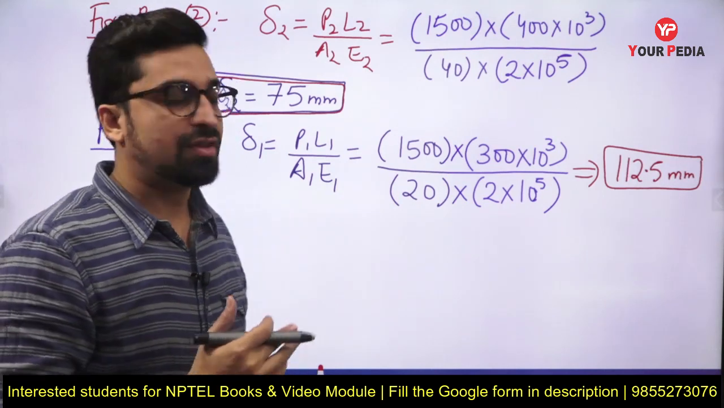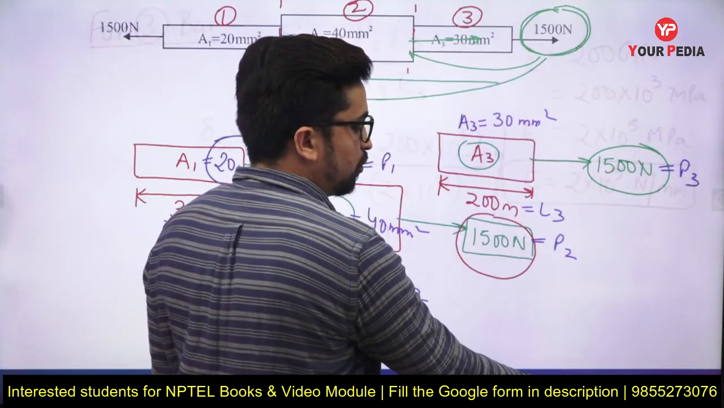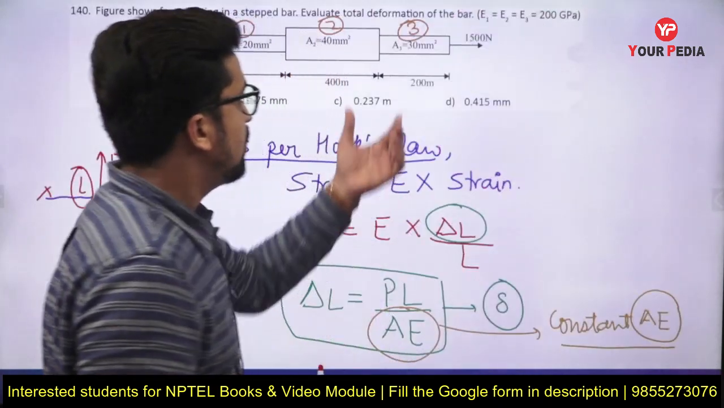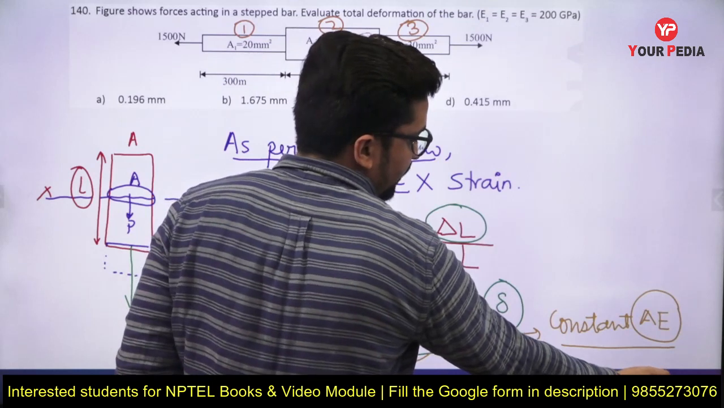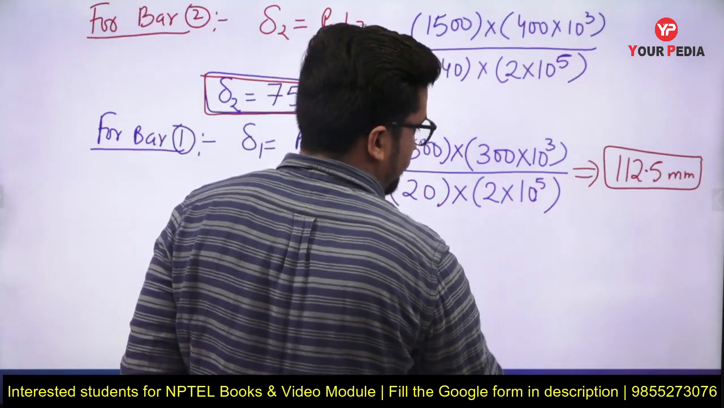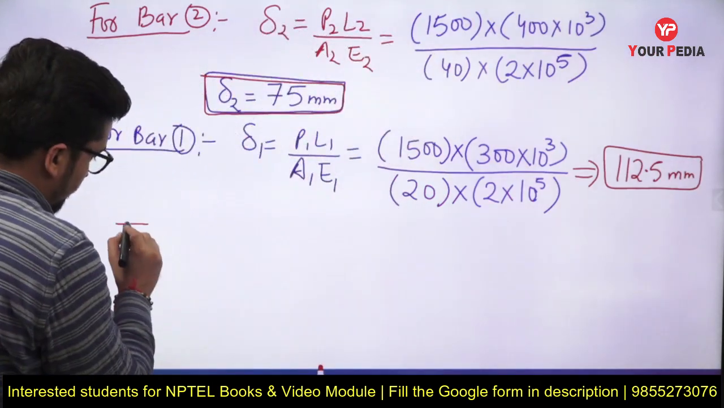So now we have calculated the elongations of these three bars, that is first, second and third bar individually, and they are asking you the total elongation in the question. Basically total deformation of this bar was asked in the question. So total deformation will be the summation of these three elongations.